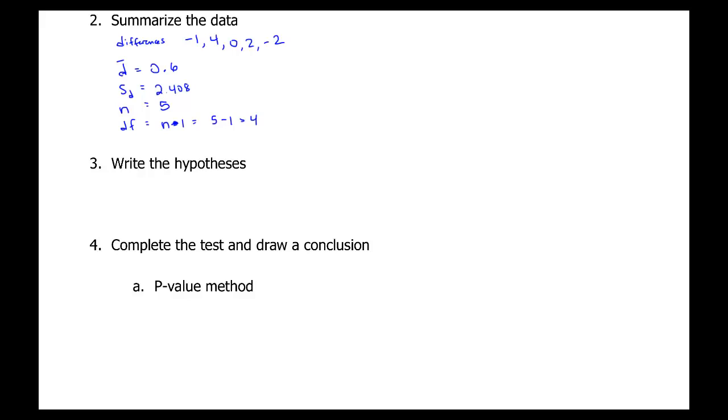Keep our data here. Writing hypotheses, we're going to say the mean of the differences equals 0 for the null hypothesis. And the alternative hypothesis will be, in this case, not equal to 0. Because it's asking if the predictions are different. Okay. So the p-value method, we can calculate a test statistic. We use 0 for the mean of the differences because that's from the null hypothesis.